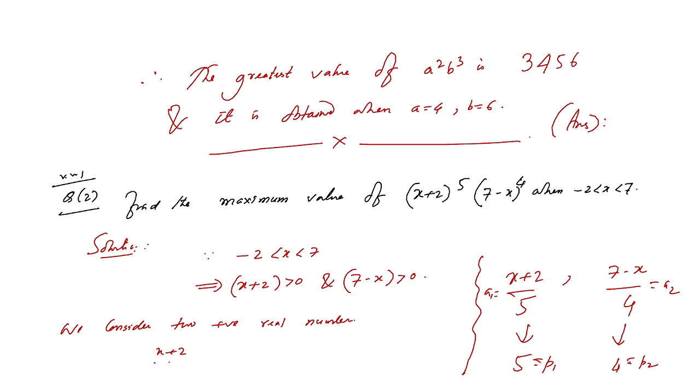One is (x+2)/5 and (7-x)/4. Take the positive real numbers with associated weights; the weights are 5 and 4 respectively.